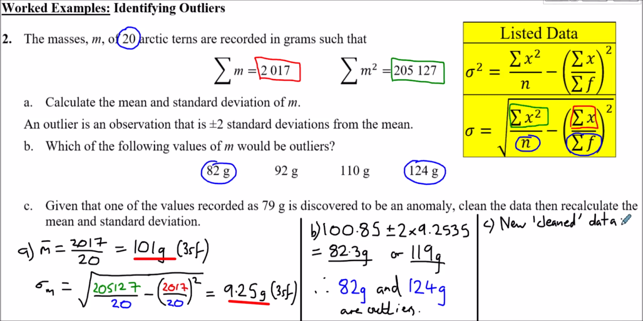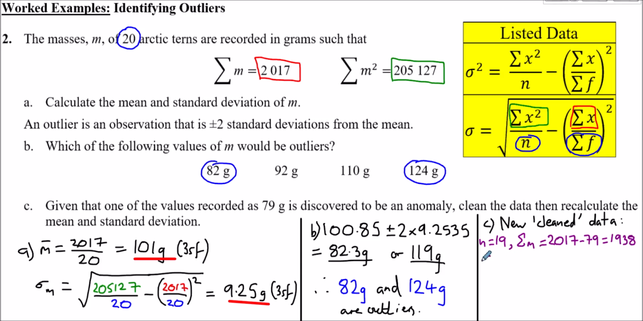Well, first of all, there were 20 birds, now one of them's removed. So that would take the total number of birds down to 19. So the new n is going to be 19. As well as this, we can work out the new total of the masses. It used to be 2017. It's now going to be 2017 minus 79, which is the mass of the bird which we've removed. So the new total of the masses is 1938.